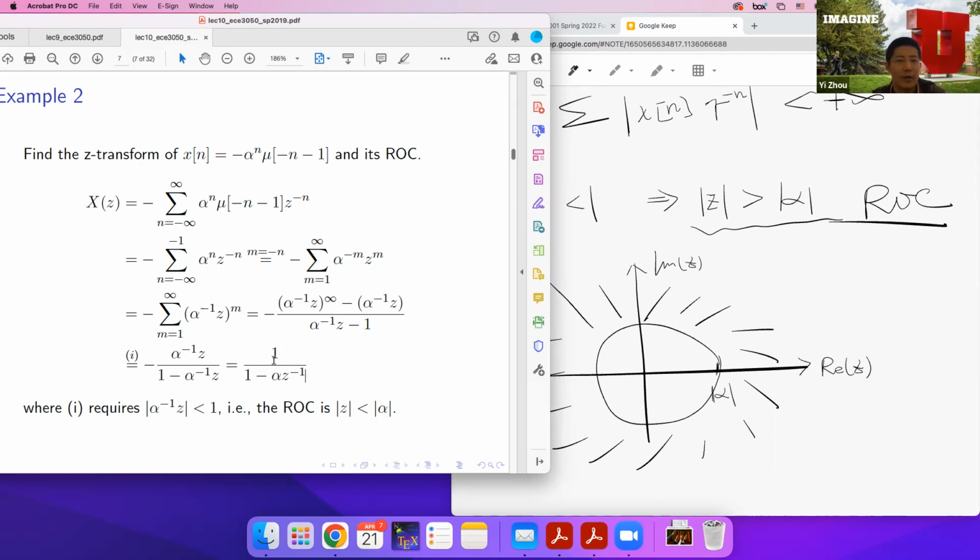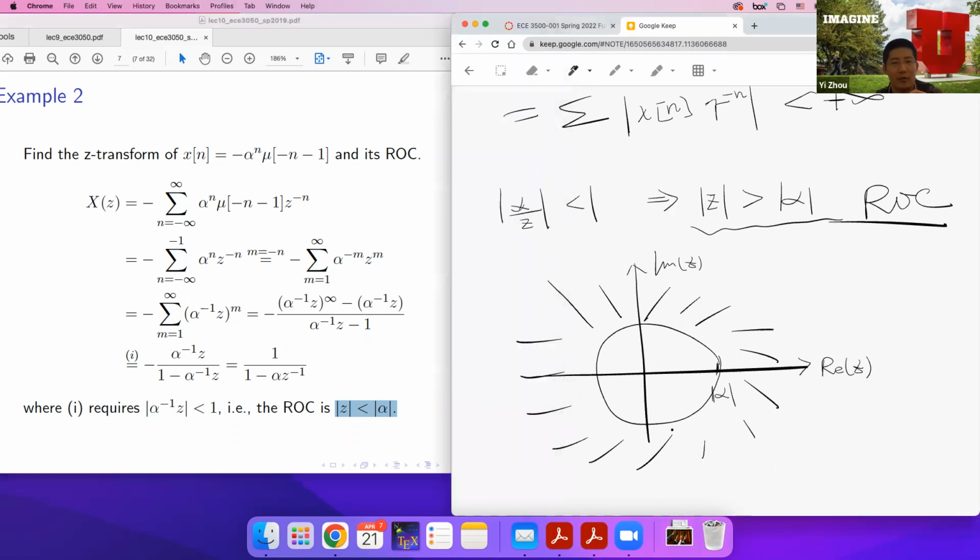So the conclusion is that this is the ROC, and within the ROC, the Z transform is given by this fraction. As you can see, in this case, for this signal, the ROC is inside this circle. It's the magnitude of Z strictly less than alpha. So it corresponds to the area inside this circle.